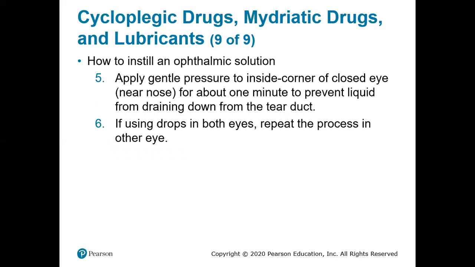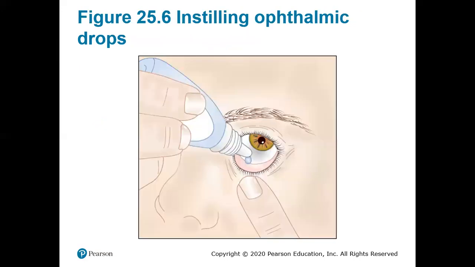Five, apply gentle pressure to inside corner of closed eye near the nose for about 1 minute to prevent liquid from draining down from the tear duct. Six, if using drops in both eyes, repeat the process in the other eye. And figure 25.6 is the figure that goes along with the instructions.